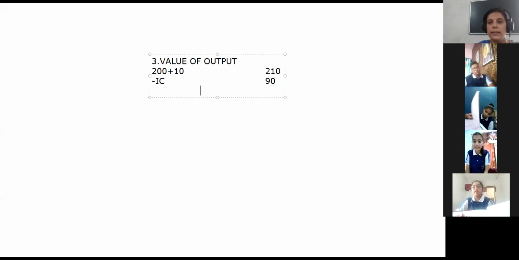110, 20, 120. Okay, 120. अब इसके बाद में ये क्या आया हमारा बेटा?